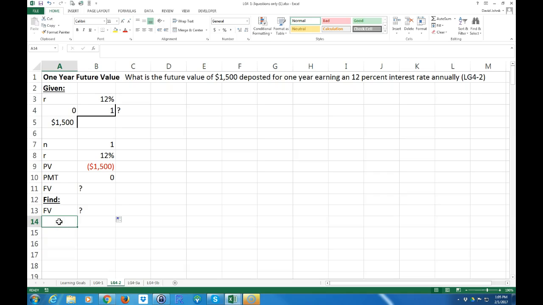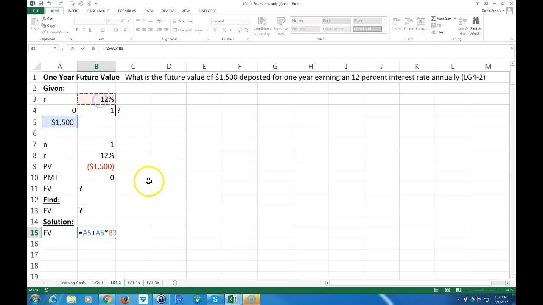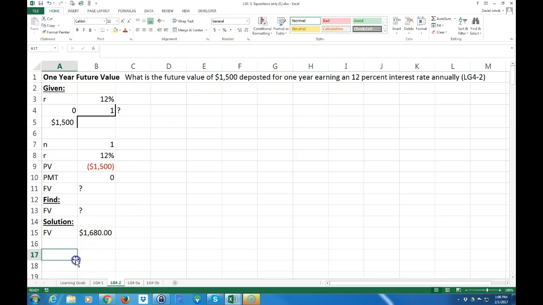So let me do some solutions. I'm going to do several different solutions. That way you can see the different ways you can solve this. It's always good to know more than one way to solve it. We can do the intuitive solution. We can say the future value is equal to the $1,500 we started with, plus the interest on $1,500. So it's going to be equal to this again, times 12%. And you're going to get $1,680, right?